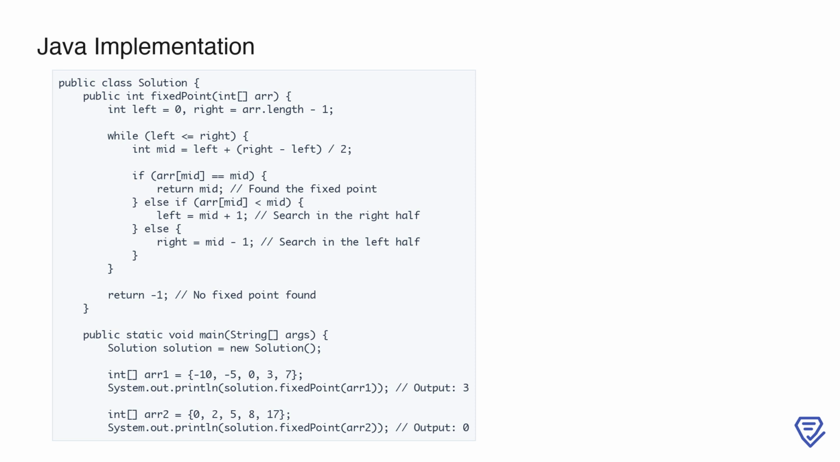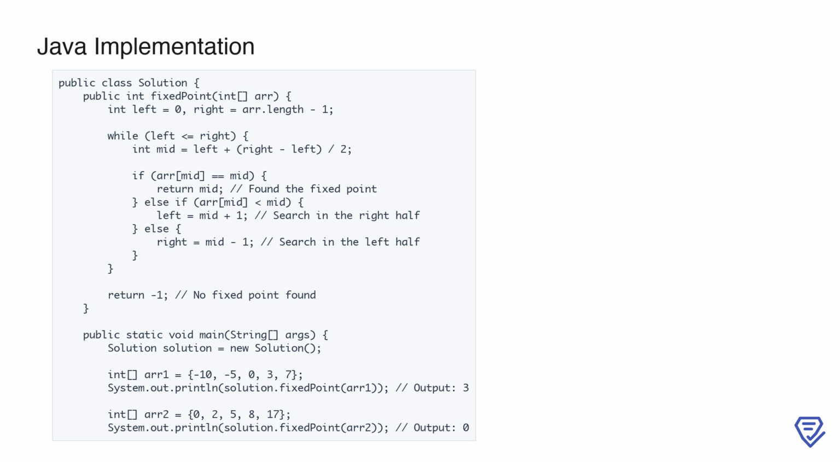Now, if the value at the middle index is equal to the index itself, we found the fixed point and return it immediately. On the other hand, if the value at arr[mid] is less than mid, it means the fixed point, if it exists, must be in the right half of the array. So, we move left to mid + 1. Otherwise, if arr[mid] is greater than mid, the search narrows to the left half, and we update right to mid - 1. If the loop exits without finding a match, we return -1, indicating that no fixed point exists.